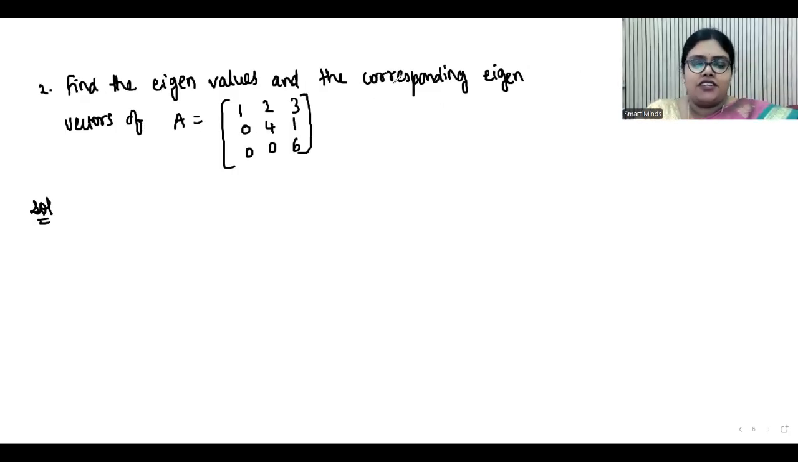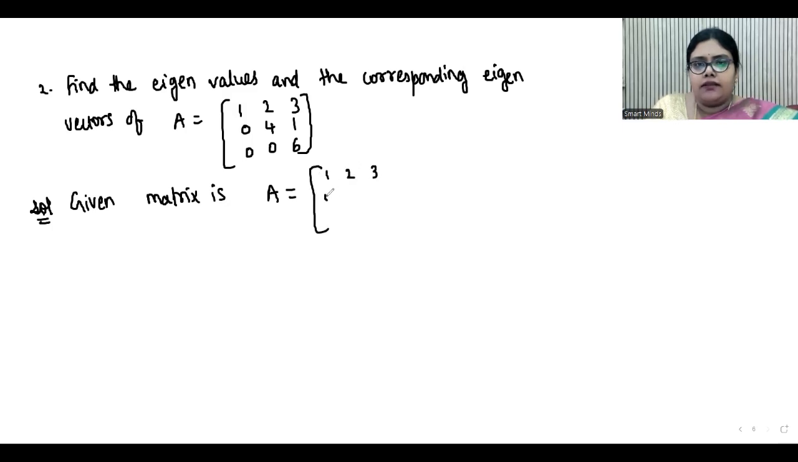Take the next question. Find the eigenvalues and the corresponding eigenvectors of A equals [1, 2, 3; 0, 4, 1; 0, 0, 6]. So first let us write what is the given matrix. So given matrix is A is equal to [1, 2, 3; 0, 4, 1; 0, 0, 6].